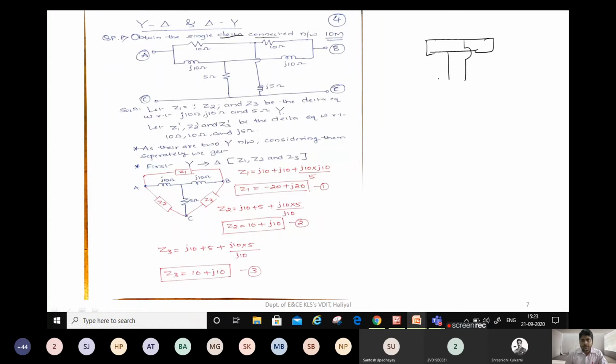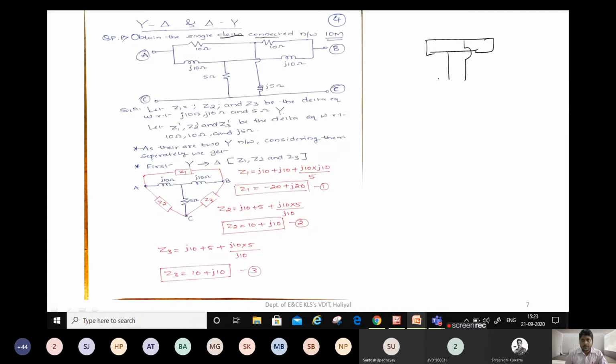So if you observe, this is one T network and there is another T or star network available. Okay, so it is like two Y network or T networks are connected in parallel. Okay, to solve these things. So again, so I just assume. So let us assume like Z1, Z2, and Z3 be the delta equivalent with respect to 10 ohms, J10 ohms, J10 ohms, and 5 ohms. Means this one.